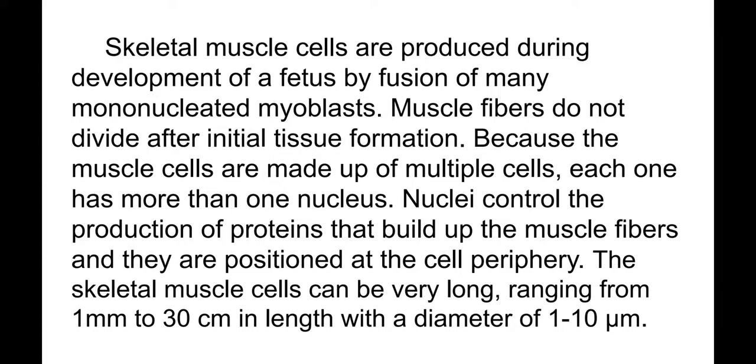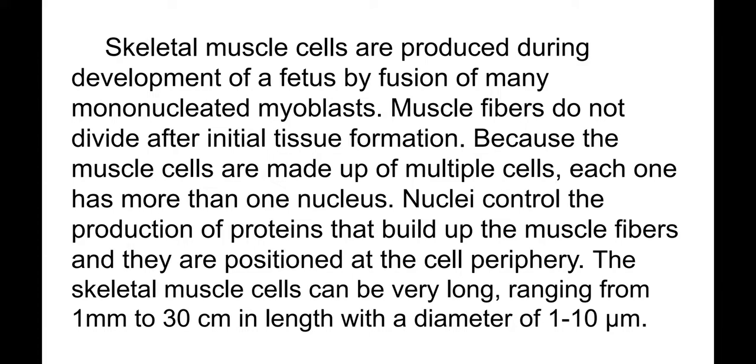Okay, skeletal muscle cells are produced during the development of a fetus by fusion of many mononucleated myoblasts. Muscle fibers do not divide after initial tissue formation. So when these fibers are produced, they will not divide. They are not normal cells. But we can get more muscle cells. We will talk about this later.